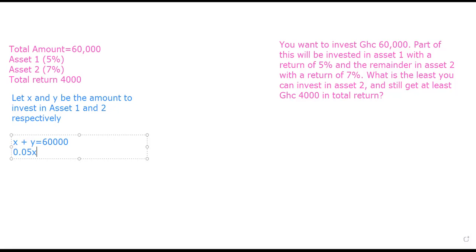Okay, let's move on. So the return on asset one is 5% times the amount invested in asset one. Likewise, the return on asset two will be the percentage multiplied by the amount invested in asset two. And that is 7%. So 0.07Y. But we are saying that the total return is the return in asset one plus the return in asset two. That gives us what? 4,000. Do you understand? First of all, do you agree?